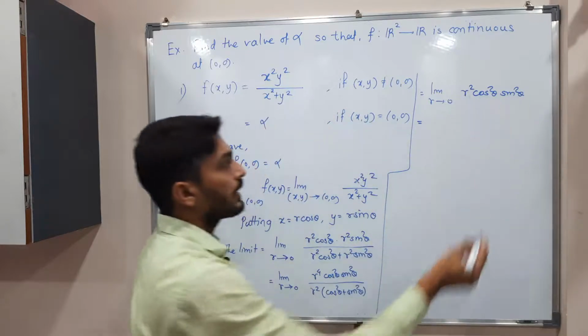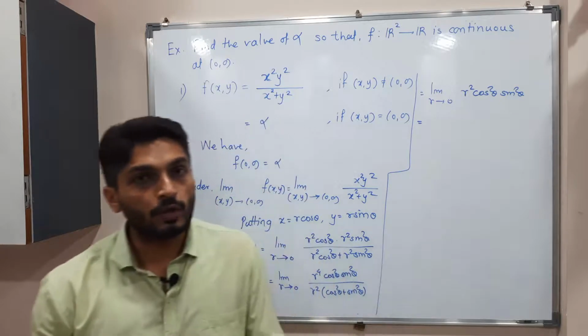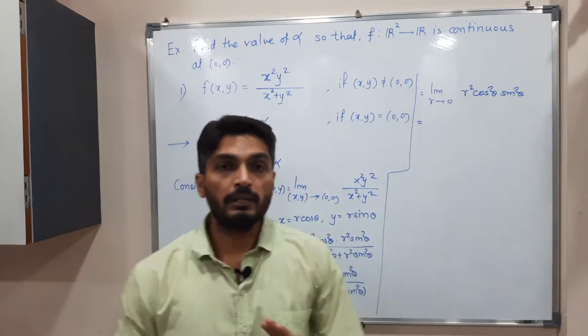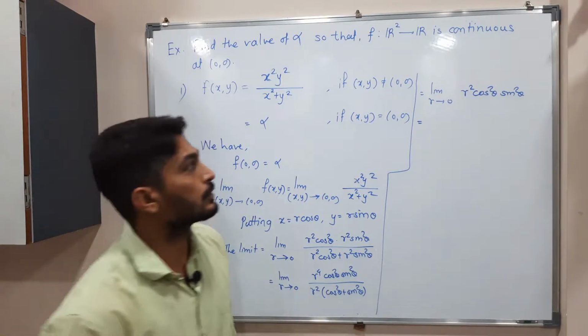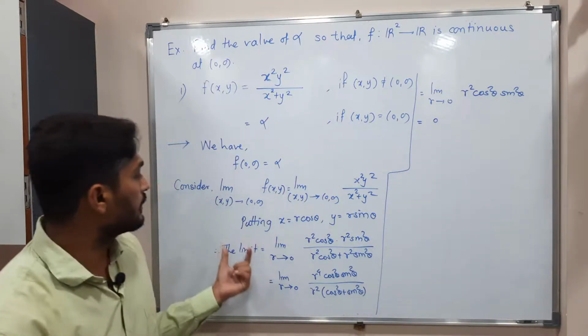Now we are applying the limit. But see, cos theta and sin theta are both independent of r. So simply we have to apply the limit only on r square. If I put r equal to 0, we will have 0, since 0 into anything is 0. So the value of this limit is 0. Finally, we calculated the value of this limit.